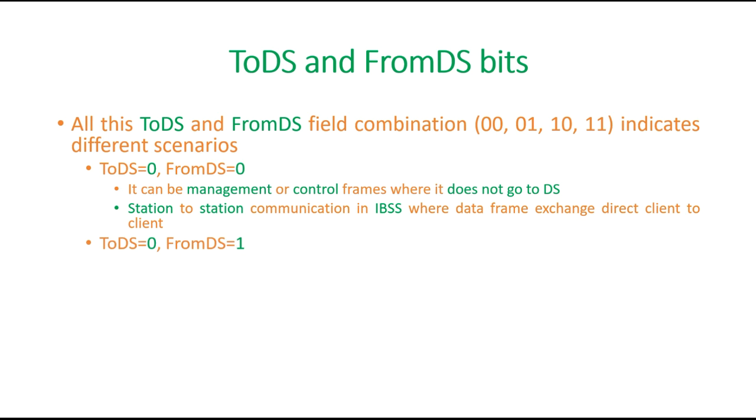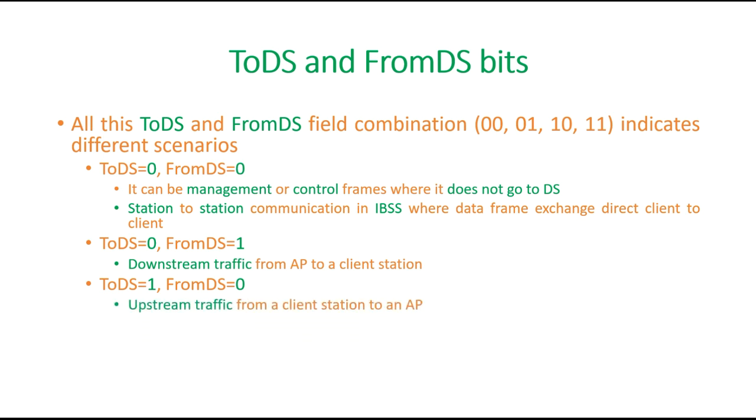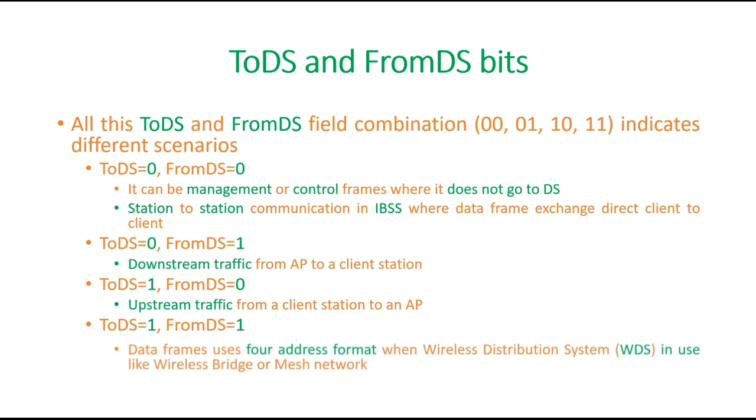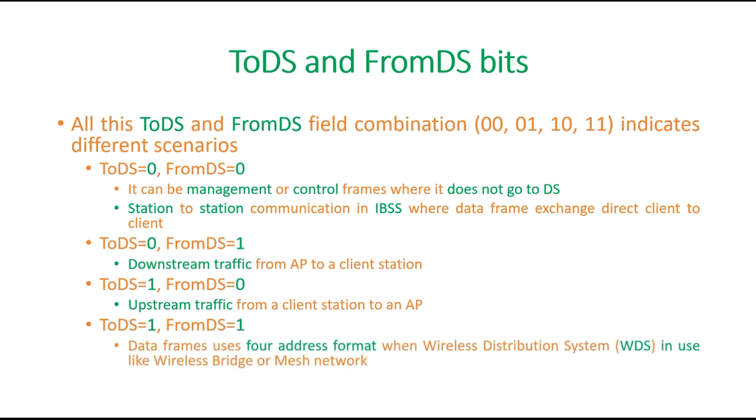ToDS field is 0 and FromDS is equal to 1. It means downstream traffic from the AP to the client station, downstream from the distribution system, it will come to the station. ToDS equal to 1 and FromDS equal to 0 means upstream traffic from client station to an AP. And the last one is the 1-1 combination, ToDS equal to 1 and FromDS equal to 1. So here the data frames use 4 address format when wireless distribution system, that is WDS, is in use, like wireless bridge or mesh network.